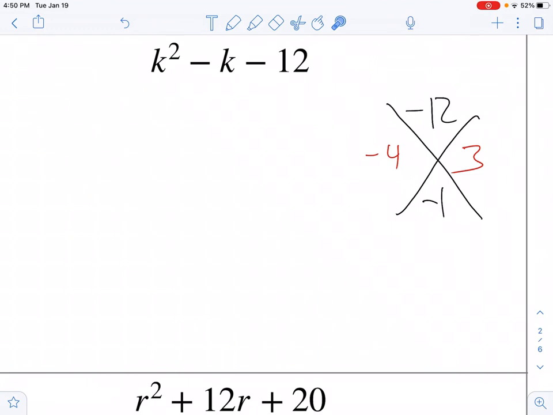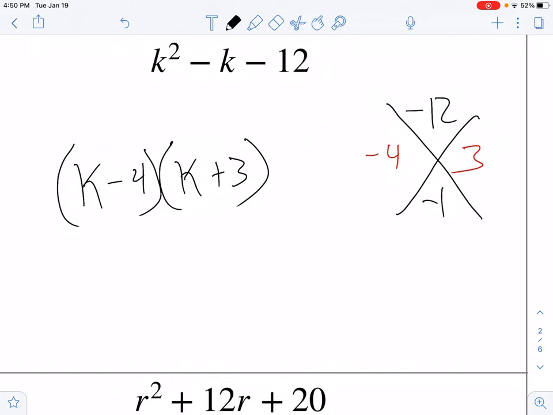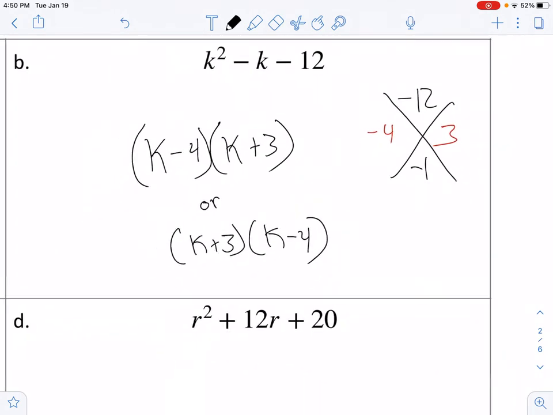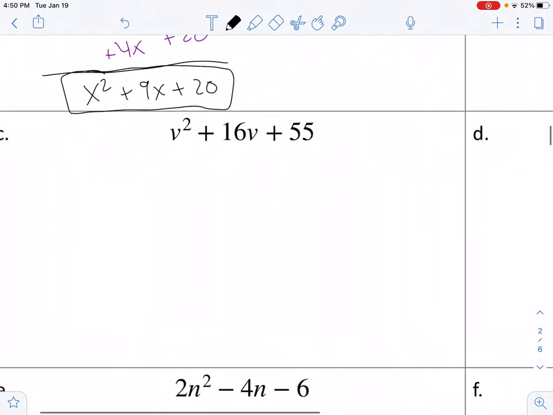So now we have those groups. The last step is to use them to make our quantity. So we're saying k minus 4 times k plus 3. And because of the commutative property of multiplication, if you write your answer like this, k plus 3 times k minus 4, that is also correct. 3 times 4 is the same thing as 4 times 3. So one group times the other is the same.